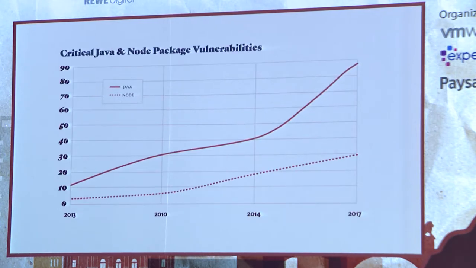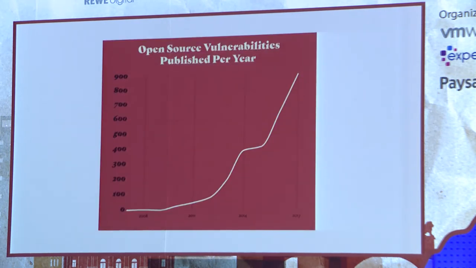Here's one that Java wins. You can see the critical number of vulnerabilities. Java's well in the lead there. A little bit more than Node. But if we look at the number of open source vulnerabilities being published every single year, we get this kind of hockey stick style graph. This graph actually reminds me of that. Have you seen the number of times exponential graphs have been mentioned on Twitter? And the graph is exponential. It's awesome. So why is this? Well, open source is being adopted more widely, but also attackers are targeting open source. And the combination of those two has increased this graph.